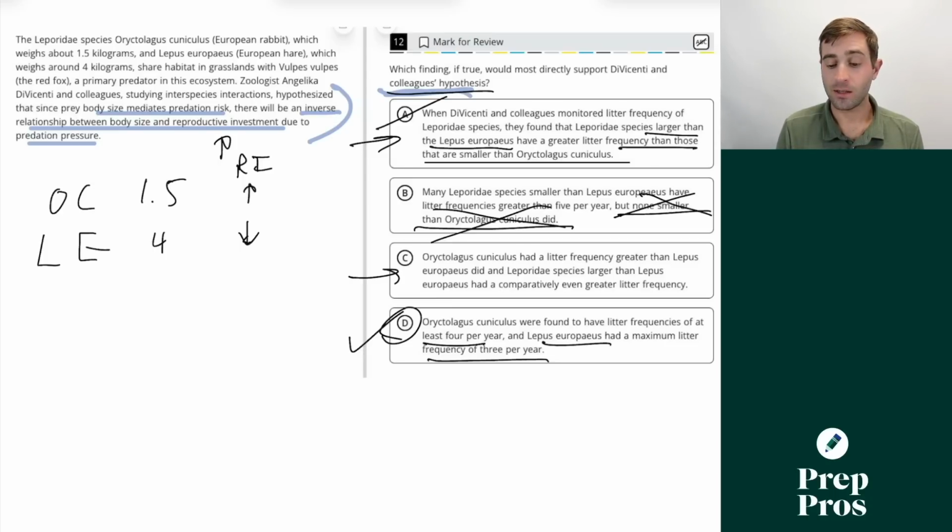C: Eryctolagus caniculus had a litter frequency greater than Lepus europaeus did. That would be all good so far. And leporid species larger than Lepus europaeus had an even greater litter frequency. Well, that's opposite of the passage because, once again, the smaller ones should have greater reproductive investment than the bigger ones. So that's one thing you want to watch out for.